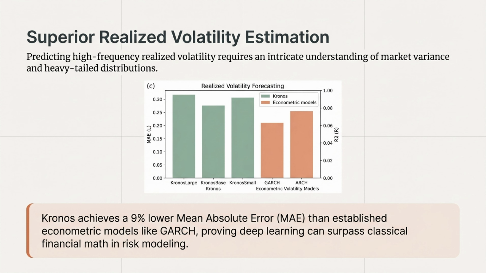When it comes to risk modeling, predicting high-frequency realized volatility requires a deep understanding of market variance and heavy-tailed distributions. Kronos proves that deep learning can successfully surpass classical financial mathematics. It achieved a 9% lower mean absolute error than established econometric models like GARCH.